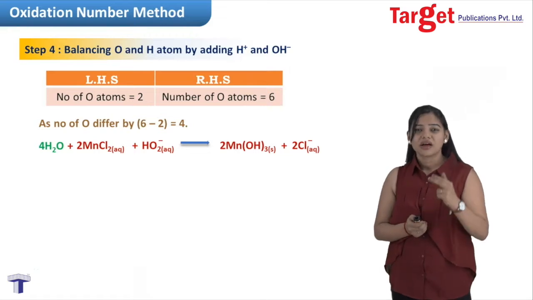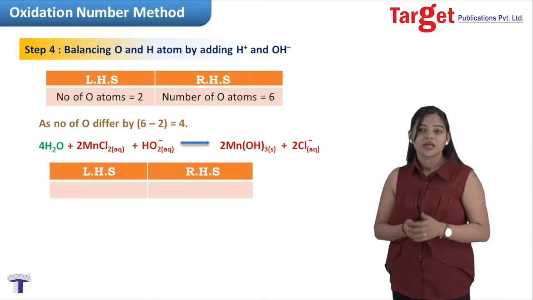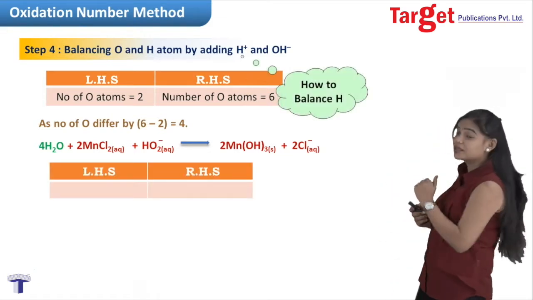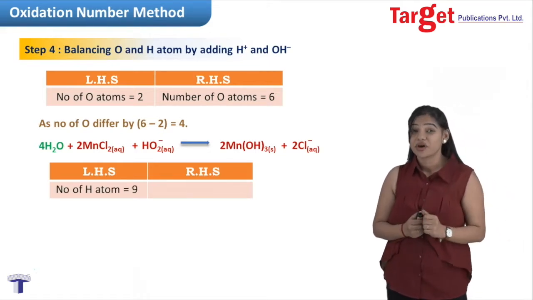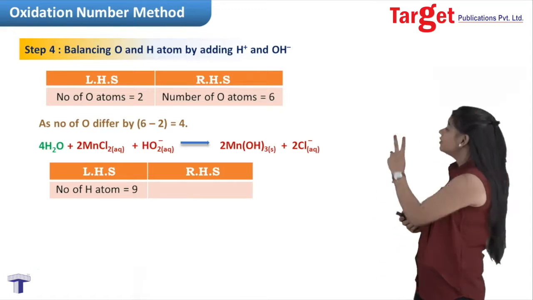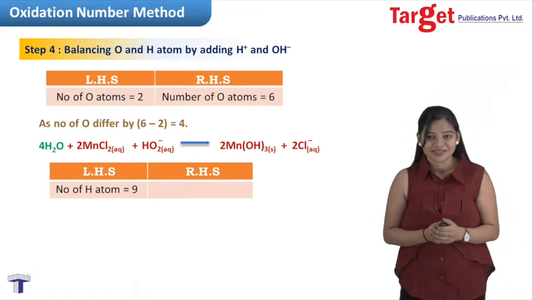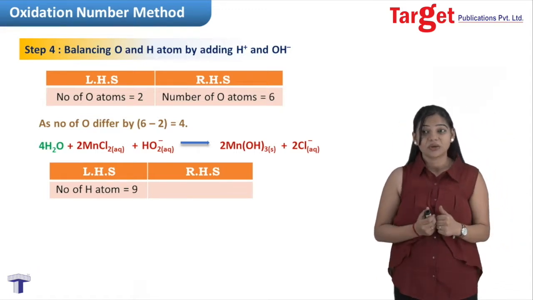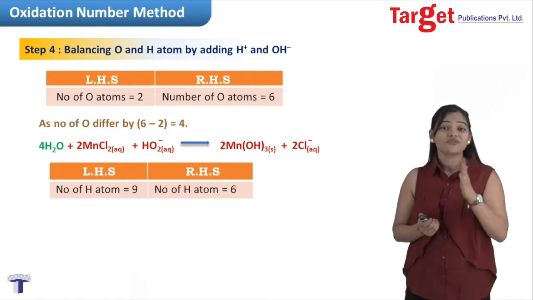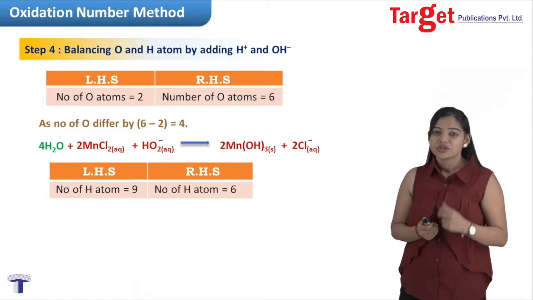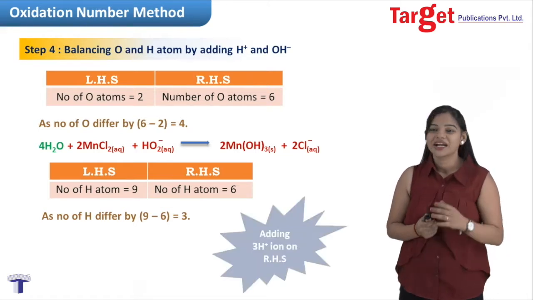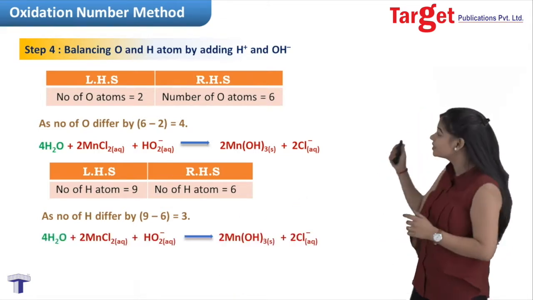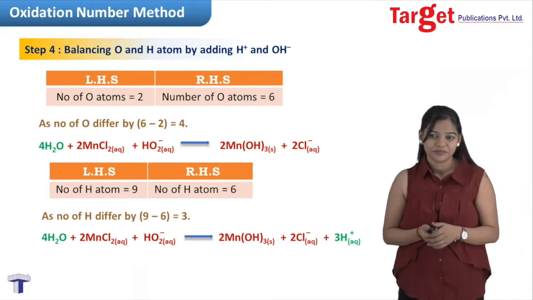But students, how do we balance hydrogen here? Now on our left hand side of the reaction, we have 9 hydrogen atoms, that is 8 from water molecules and 1 from HO2 minus. And on right hand side, if we calculate, we have a total of 6 hydrogen atoms. So the difference is of 3 hydrogen atoms. And these 3 hydrogen atoms, we will add on product side, that is right hand side.